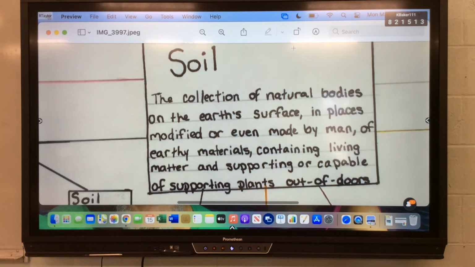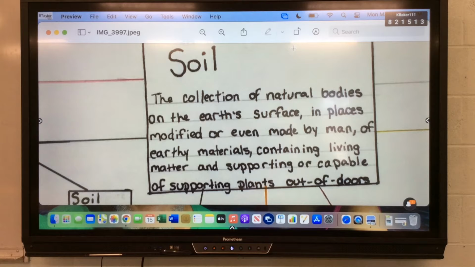So here is soil. Now this is kind of a technical definition. It says that it's a collection of natural bodies on the Earth's surface in places modified or even made by man of earthy materials containing living matter and supporting or capable of supporting plants out of doors. Phew! That's a lot. Okay?